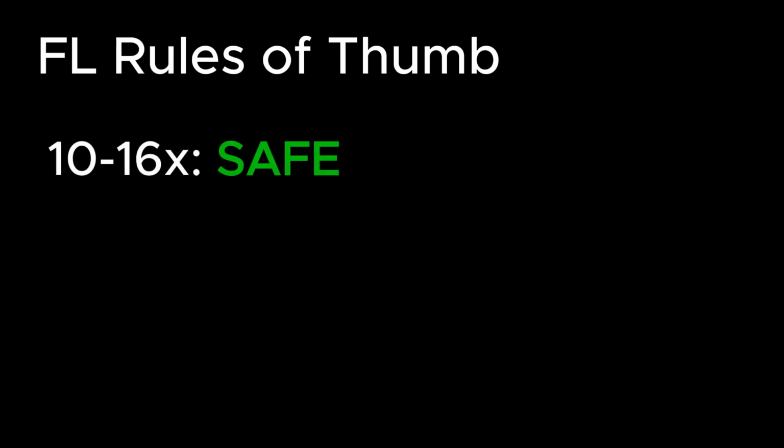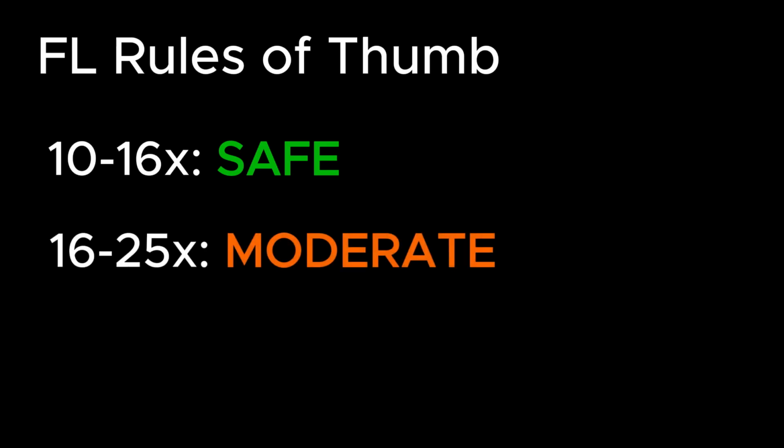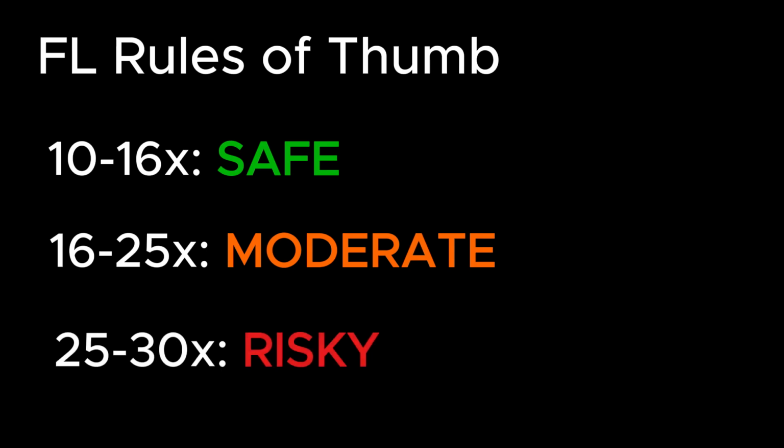So here are some tangible benchmarks you can use to evaluate financial institutions' leverage ratios. Leverage ratios between 10 to 16 are conservative and safe. They're considered well capitalized by regulators. Leverage ratios between 16 to 25 are moderate or typical. This is the standard operating range for many large banks. And finally, leverage ratios between 25 to 30 and above are aggressive, and they're approaching the regulatory limits.